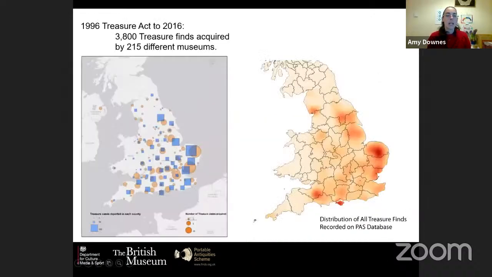The treasure system allows museums to have a chance to acquire significant finds, and many have been acquired, but most treasure cases are not significant enough to be worth the trouble of acquiring them.